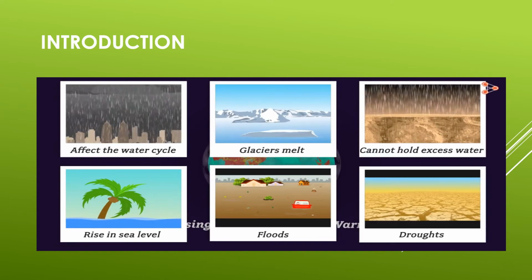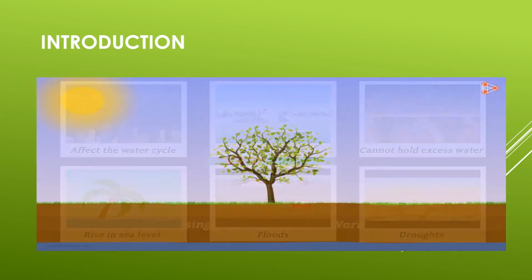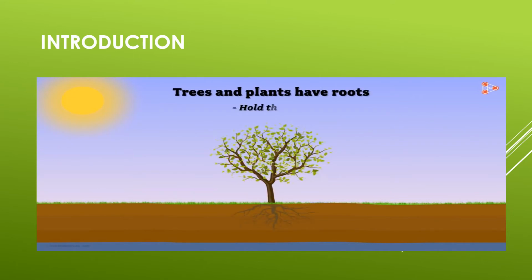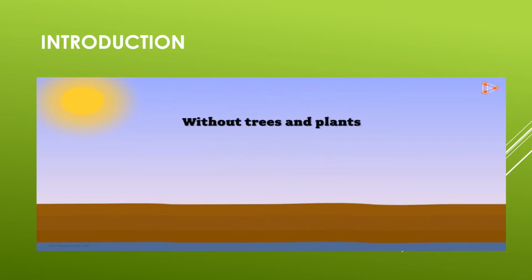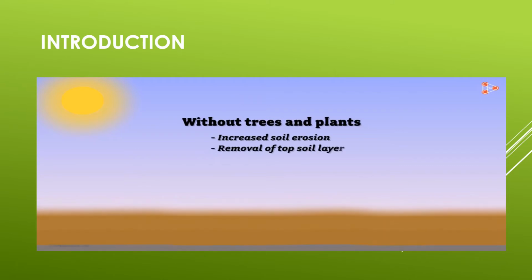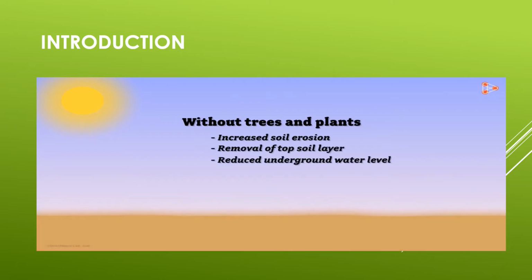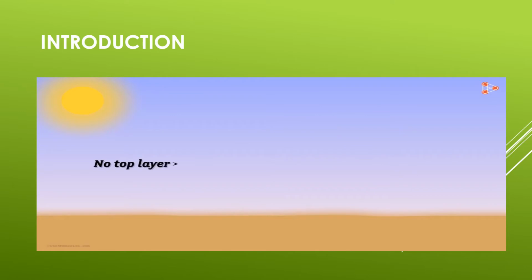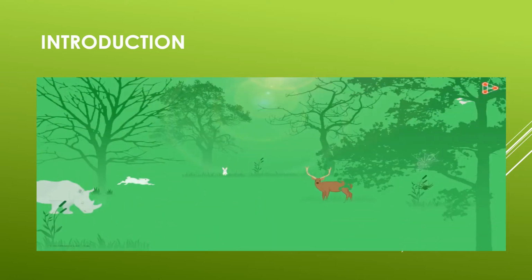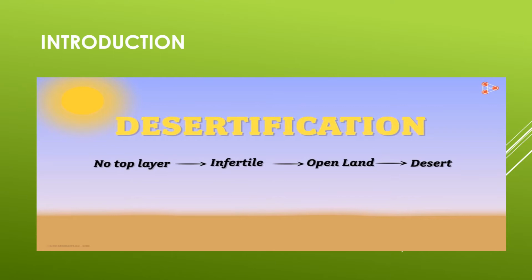Let us see how the water table is affected due to deforestation. Trees and plants have roots which hold the soil and allow water to percolate into the soil. With trees around, water does not run off, carrying away with it the topsoil. This means that absence of trees would cause increased soil erosion, removal of topsoil layer and reduced underground water levels. Soil that is devoid of its top layer is infertile and gradually open lands become deserts. This process is called desertification. Land that had once harbored rich trees and wildlife now remains a desert devoid of all life.